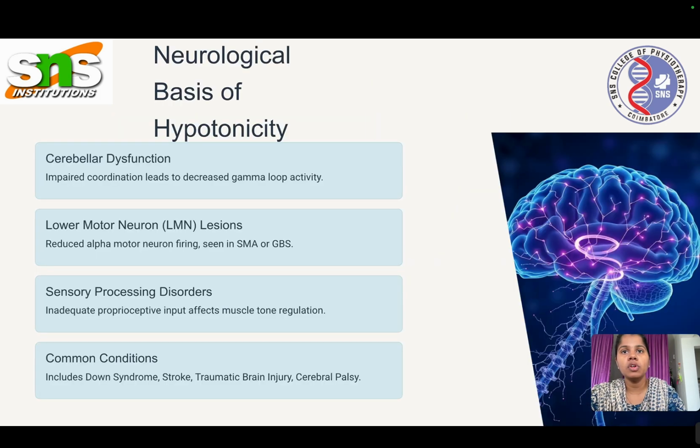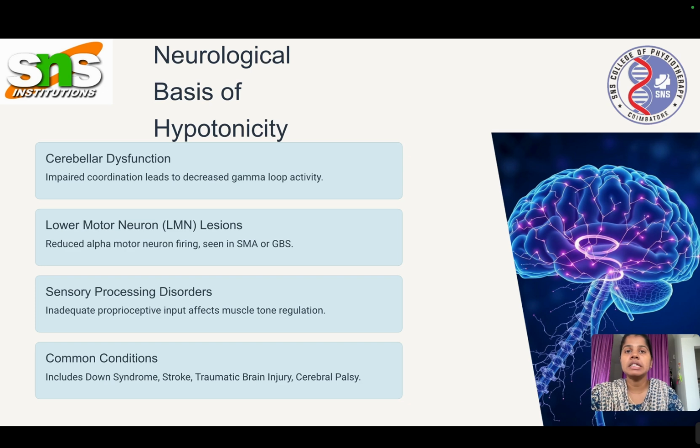Coming to the neurological basis, what causes hypotonicity? There are several neurological mechanisms involved. The first one is cerebellar dysfunction, which reduces gamma loop activity and affects coordination. The second one is lower motor neuron lesion. Conditions like spinal muscular atrophy or Guillain-Barré syndrome, commonly called GBS, reduce alpha motor neuron firing. In sensory processing disorders, when proprioceptive input is inadequate, muscle tone regulation suffers.